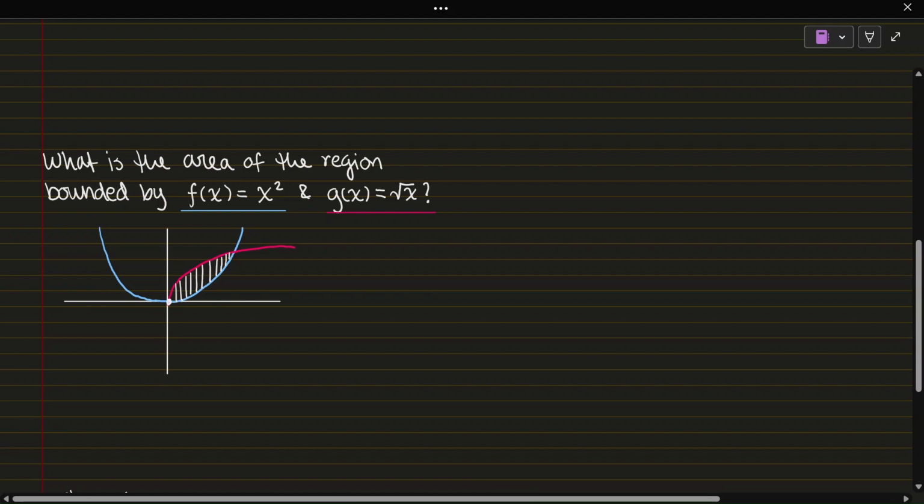In order to find that area, I need the integral from a to b. If I want to integrate with respect to dx, so going vertically, I would take the integral from a to b of top minus bottom dx. That is going to be the integral from a to b of my top function, the square root of x, this red curve, minus x squared dx, the bottom function being x squared in blue.